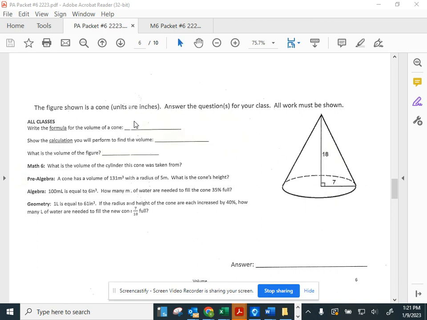All right, next page. Oops, turned it the wrong way.